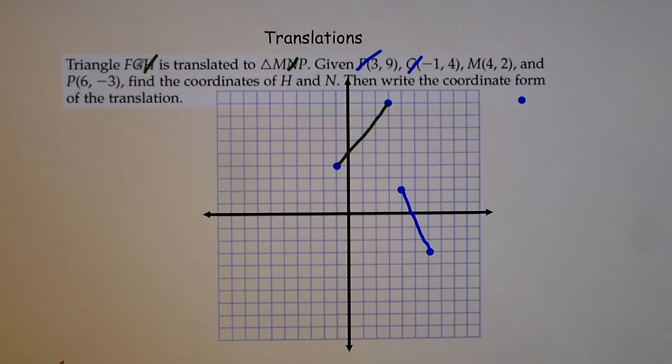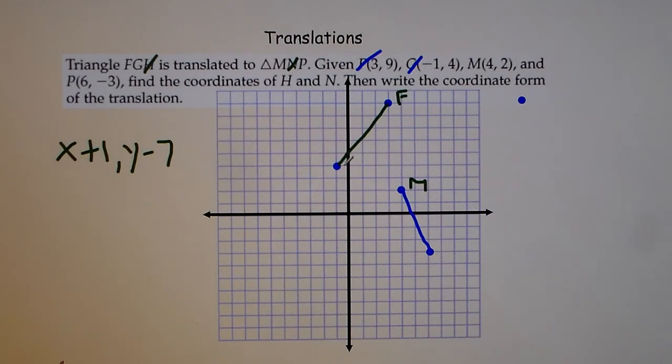Alright, so we could see that F matches up with M because it's the first letter and the first letter. So F is 3, 9. So let's label that F. And M is 4, 2. 1, 2, 3, 4, 2. So what happened here? It looks like it went 1 to the right and then 1, 2, 3, 4, 5, 6, 7 down. So 1 to the right and then 7 down. So it'll be x plus 1 comma y minus 7 going from F to M.